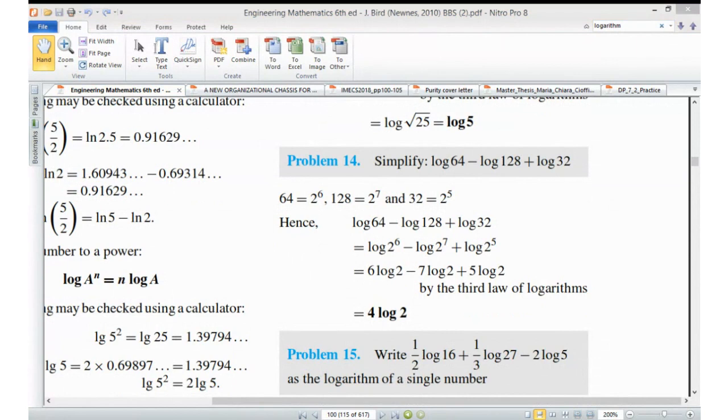Problem 14, where we have log 64 minus log 128 plus log 32. Several rules can be applied there to allow us to sort this out. So we have 3 rules. We can apply the relevant ones to simplify that particular equation.